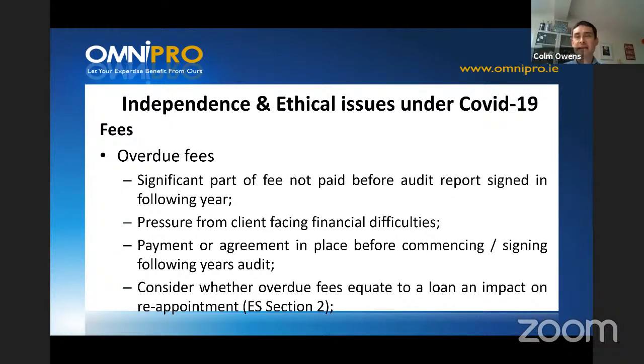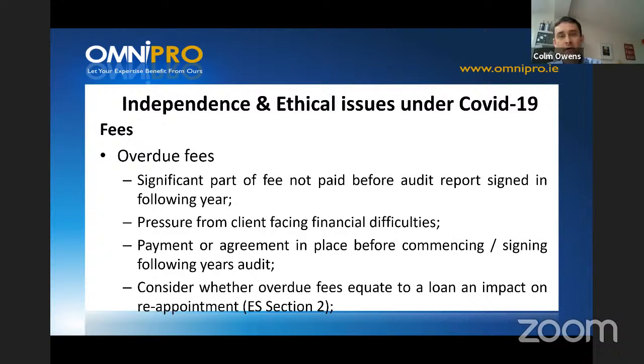And look, overdue fees, again, these have always been there. All these issues have always been there. But COVID-19 has pushed them up to really be a potential impact.